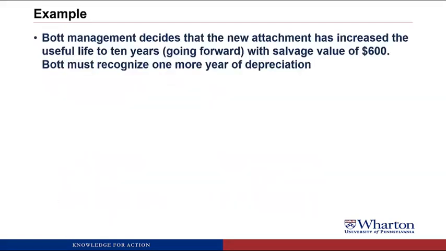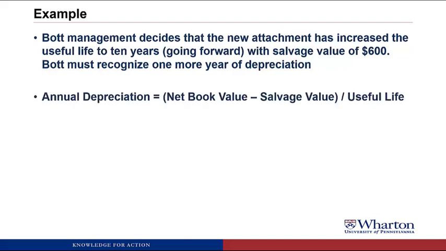Now that Bot Management has made this capital improvement, they decide that the new attachment will increase the useful life of the equipment to 10 years going forward from this point, so 10 remaining years, with a salvage value of $600. Bot now has to recognize one more year of depreciation. So we're going to have to change our depreciation formula going forward. What we do is we use our same straight line formula, but we replace acquisition cost with the net book value at the time of the change in assumptions.